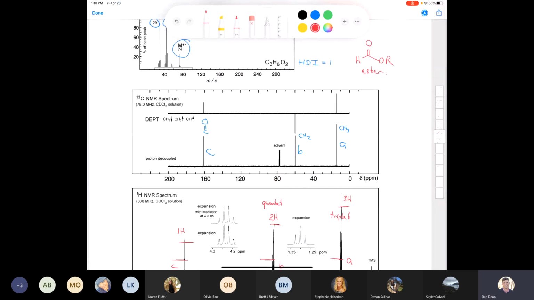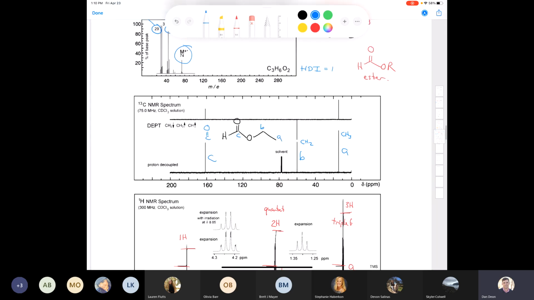Let's go up to our carbon. I'm going to redraw the molecule. I'm not going to try to plaster my carbon assignments on the same molecule. So I've got 3 carbons. I know that this one, the carbonyl, must be C. My methylene is B. And my methyl group is A.